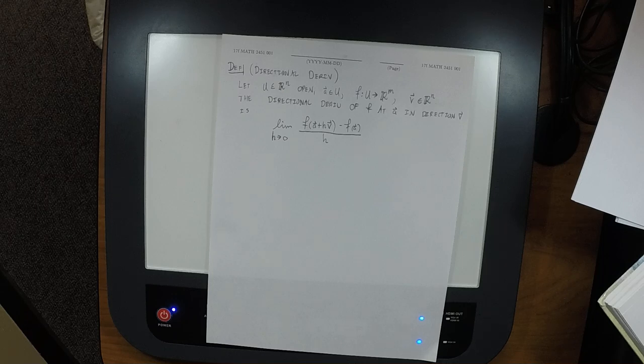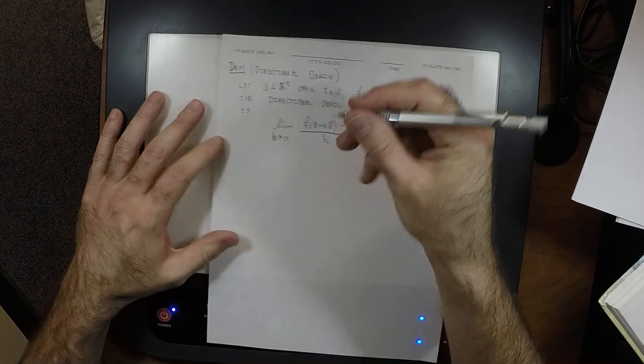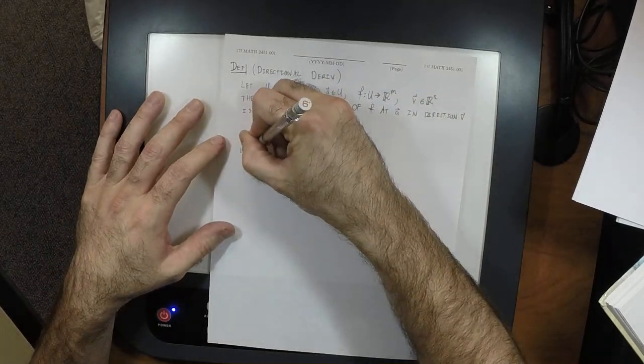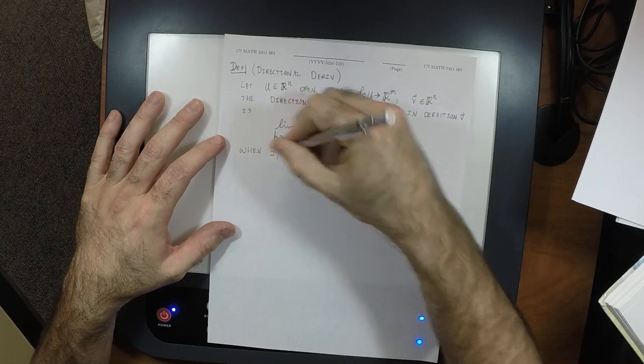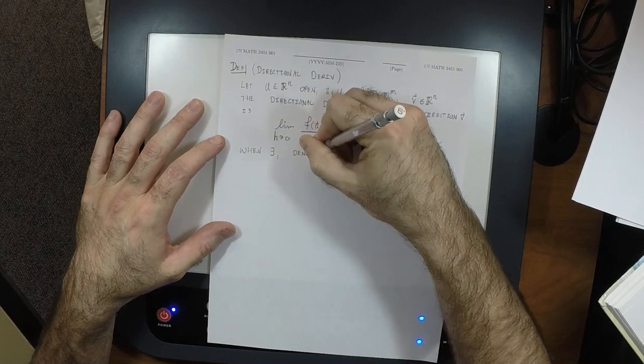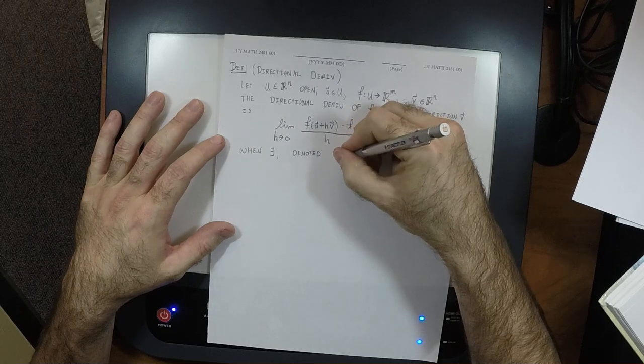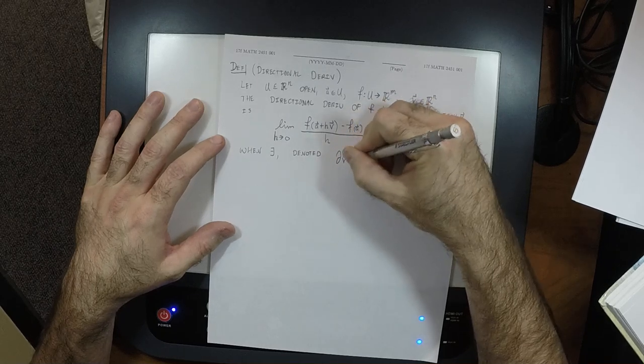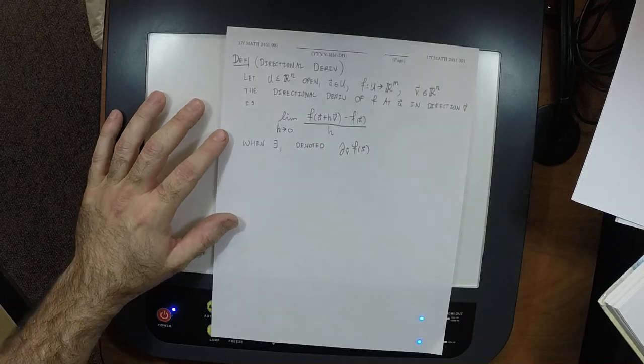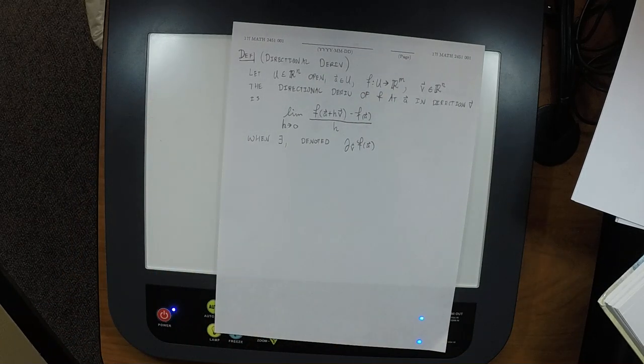So what I want you to observe from this is that if we replaced v with a basis vector, this would be exactly the definition of partial derivative. It'd be exactly the same. So when it exists, it is denoted as this: the partial symbol, but written big, with a subscript v and then f at a.